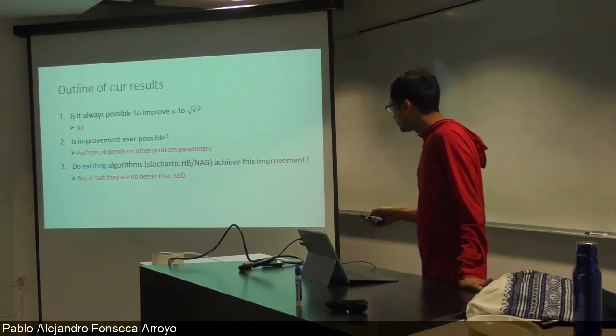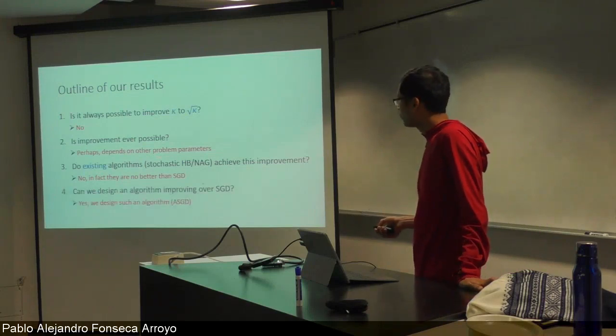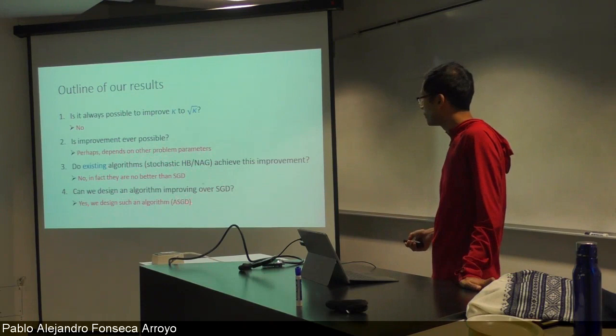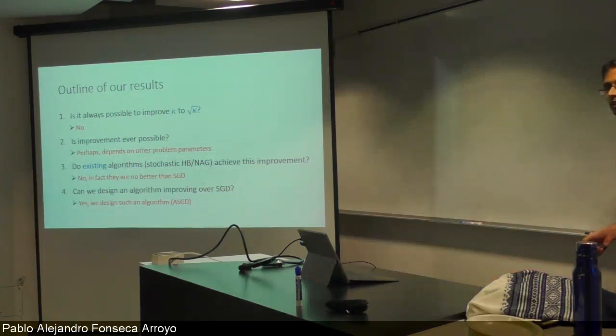Okay. And the final question that we ask is, because these methods don't work, can we design a new algorithm which actually improves on stochastic gradient descent and gets some provable improvements on this problem? And we do design such an algorithm, which we call accelerated stochastic gradient descent, or ASGD. Okay. So are the results clear? I'll explain each of them in more detail next.